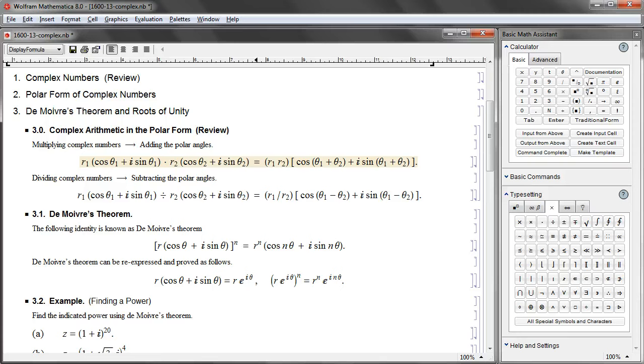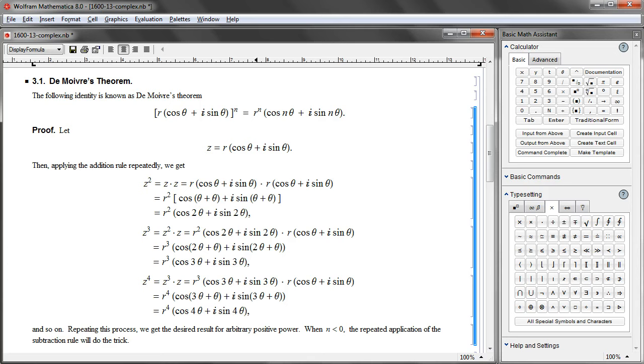The multiplication can be obtained by multiplying out the moduli and then adding up the arguments. Division is the opposite, dividing the moduli and subtracting the arguments.